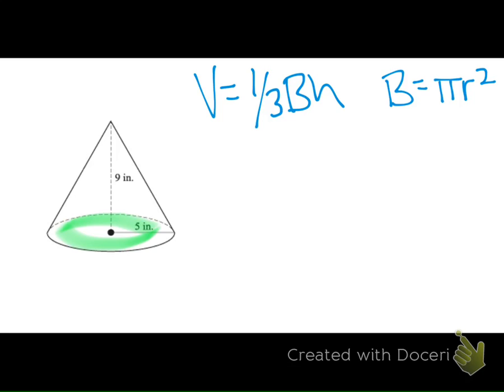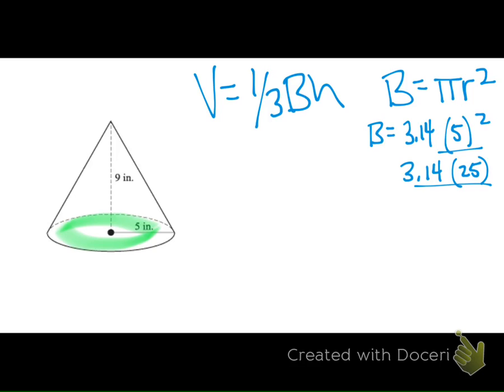I'm going to start this problem just like I would any pyramid problem by making sure I have the area of the base. So I'm going to have pi, which is 3.14, times my radius, which is 5 squared. I'll square that 5 off, and I know I'm going to have 3.14 times 25. And then on my last multiplication right here, I'm going to come out with 78.5 as the area of my base. Okay, so that's half the problem.